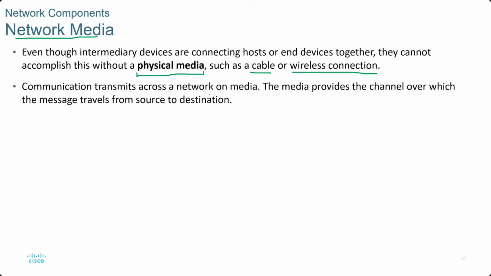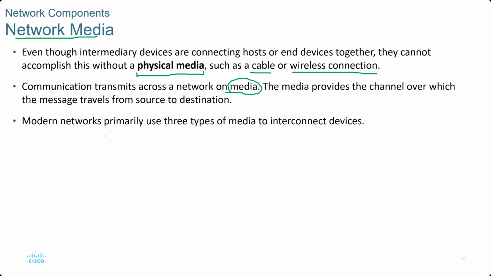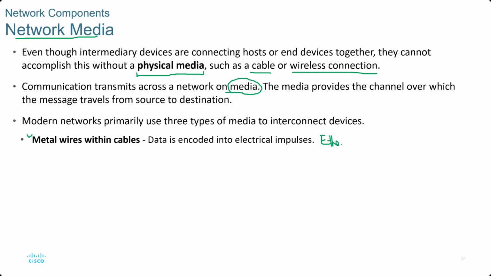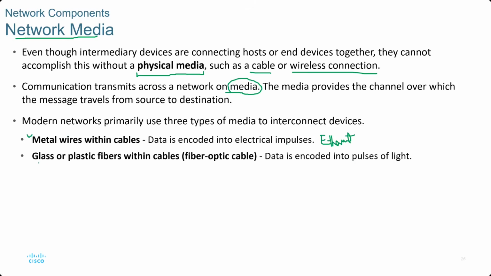So communication needs to transmit across the network on a media. There has to be a media through which this transmission could go. It could be wired, it could be wireless. In modern networks, we have few options. We don't have a lot of options that we have to use. In wired networks, we have a lot more options. So for example, we use metal wires within the cables. That is the Ethernet cable usually. So Ethernet cable is basically copper wires inside the cable over which we can transmit data. We can have a glass or plastic fiber, which is basically a fiber optic cable.